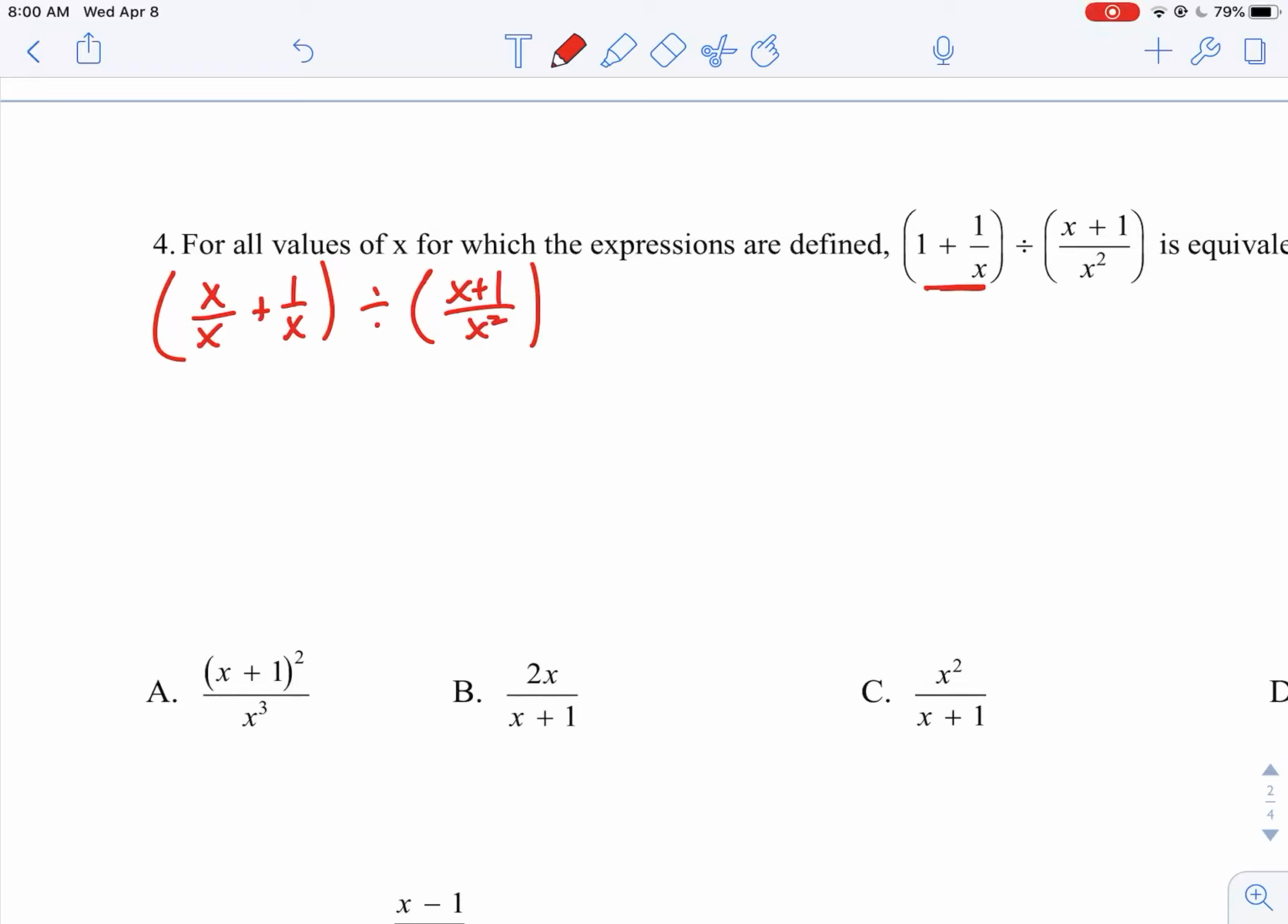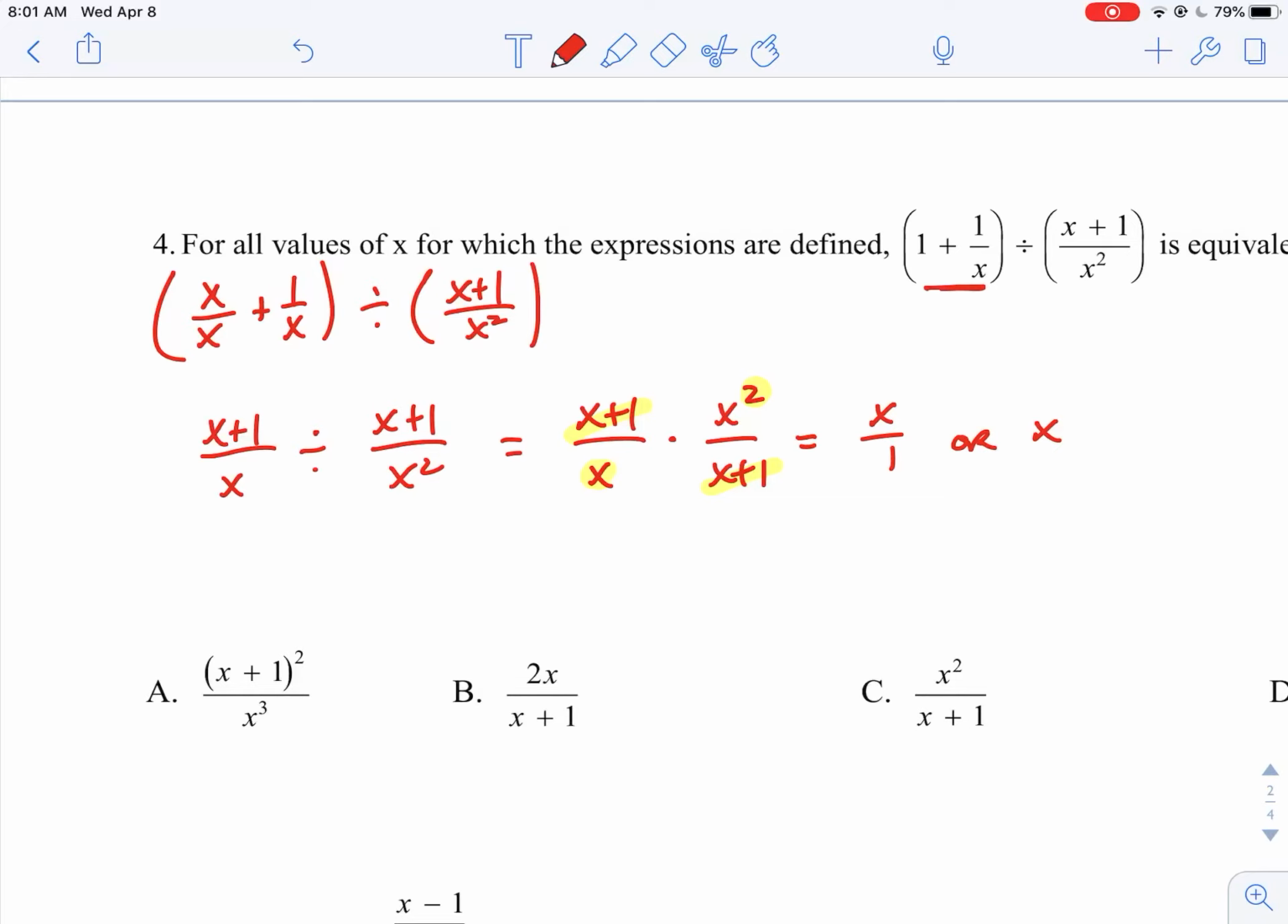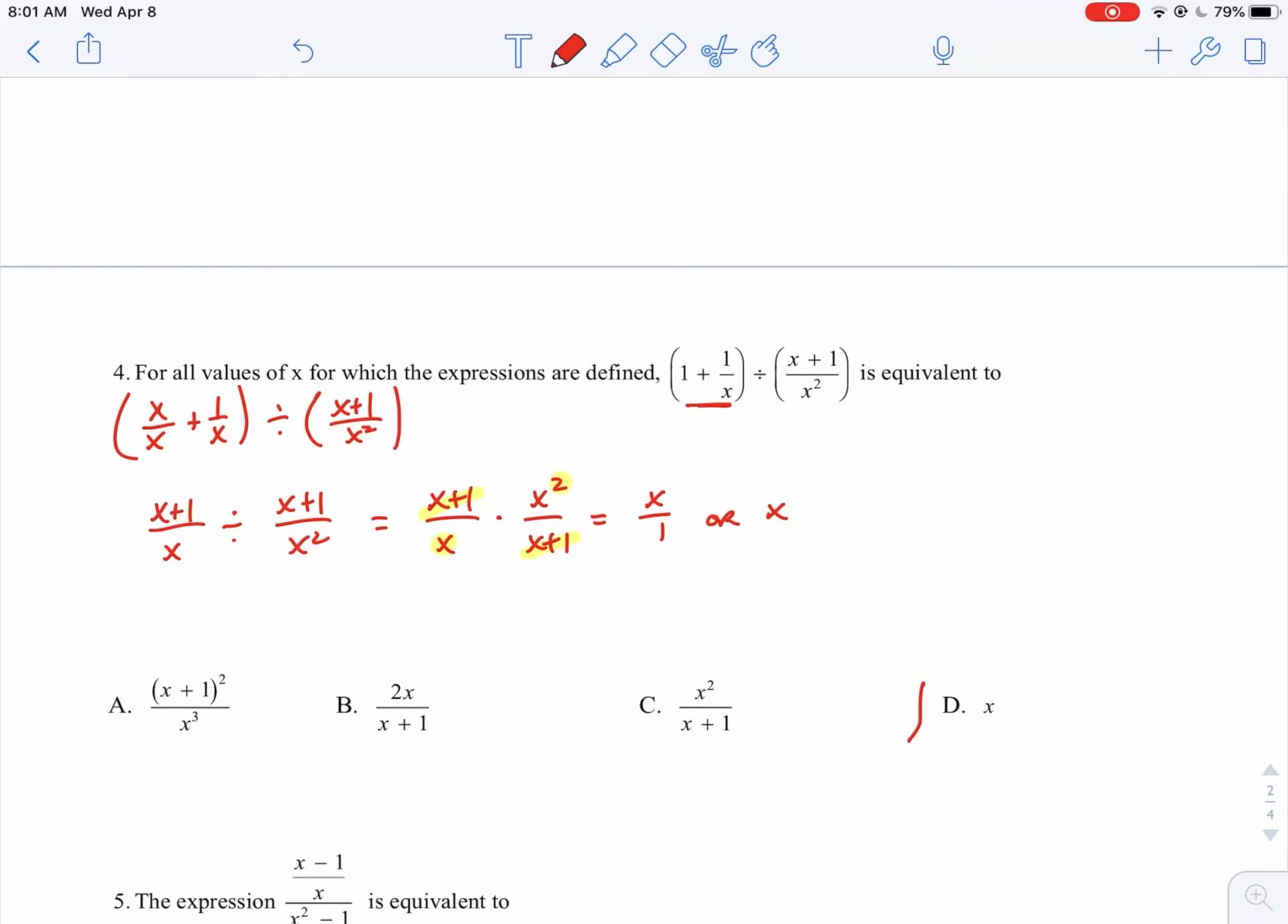If I add the left side, I end up getting x plus 1 over x. And we're dividing that by x plus 1 over x squared. Now, keep in mind that when we divide, we're always supposed to multiply by the reciprocal, here the reciprocal of the right-hand expression. So I'm going to turn this into a multiplication problem. And now comes the part everybody loves, to cancel out. I've got an x plus 1 and an x plus 1 I can cancel. I have one individual x that I can cancel with this x. So when I've done all that reducing, what I'm left with is x over 1, or just x. So what I'm looking for here is D.